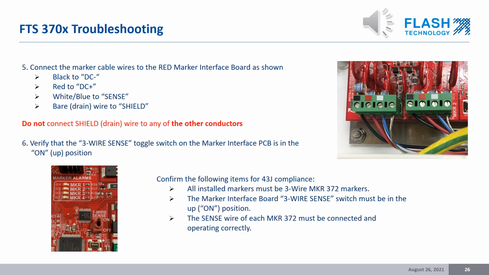Number 6. Verify that the 3-wire sense toggle switch on the marker interface board is in the on or up position. Please note, to comply with the 43J, the following must be confirmed. All installed markers must be 3-wire 372 markers, and the marker interface board 3-wire sense switch must be in the on or up position. The sense wire of each 372 marker must be connected and operating correctly.